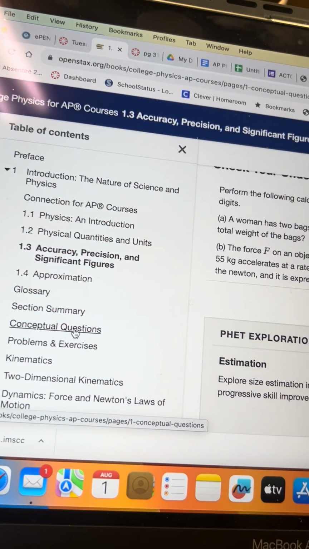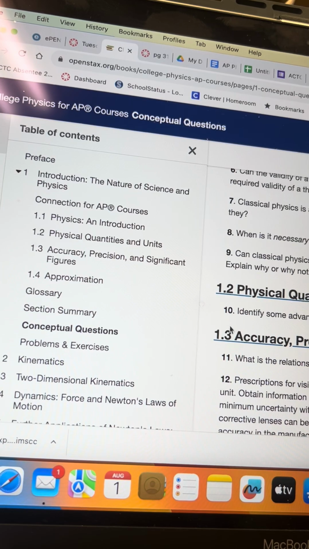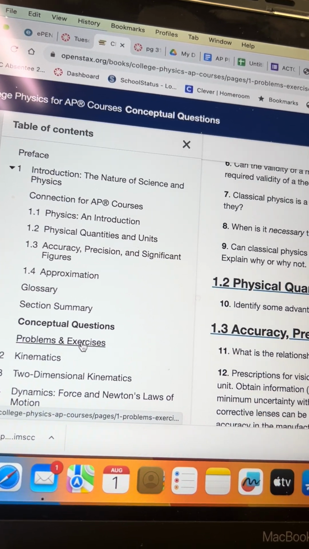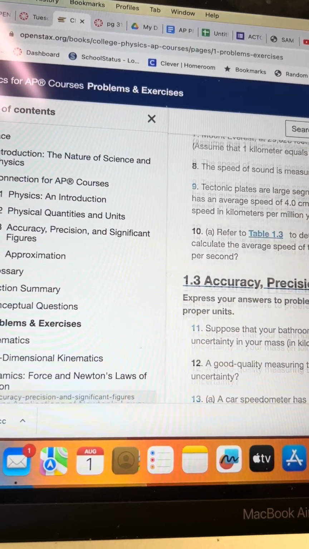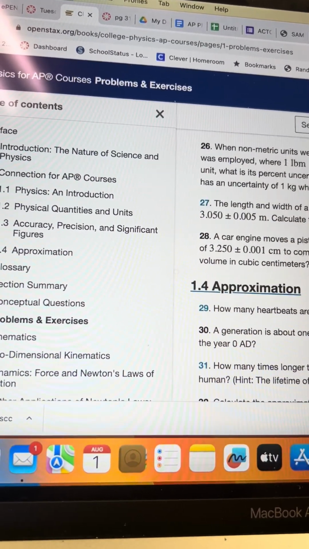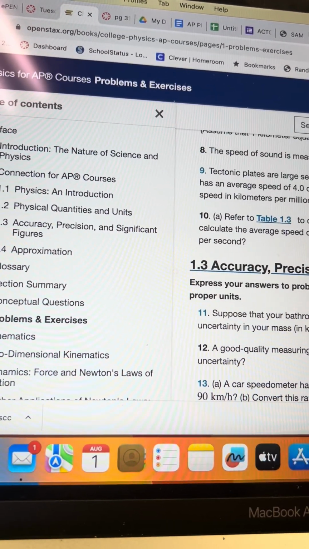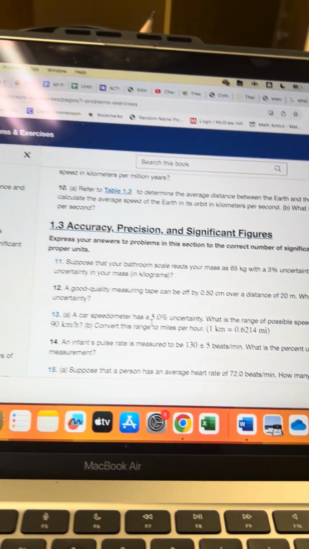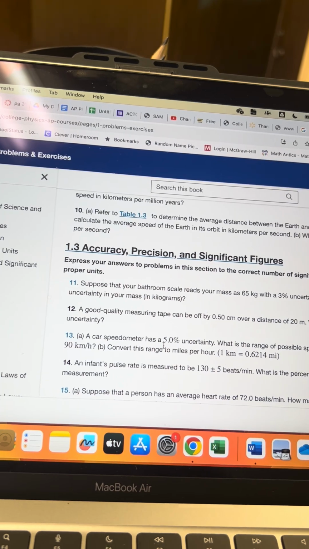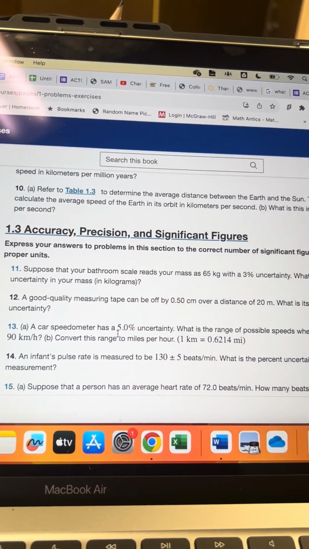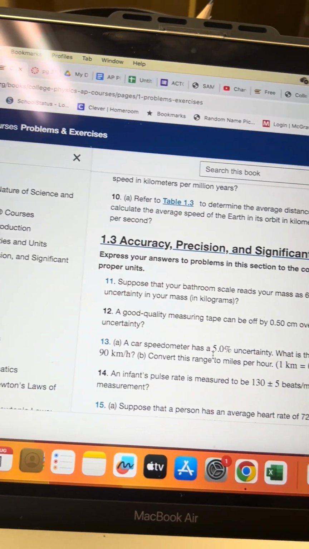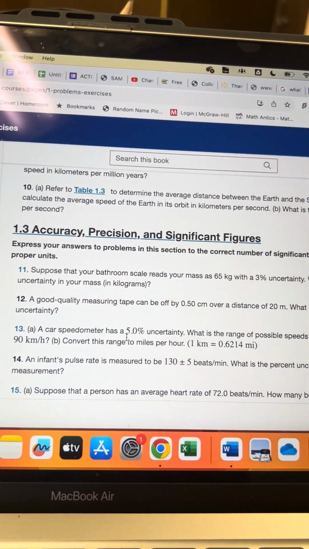You do have number 11 in conceptual questions here. It's actually about accuracy and uncertainty. And in problems and exercises, we start 1.3. We're going to try 11 through 28. And we did 11 and 12 in class. So you can look at 11 and 12. It says, suppose your bathroom scale reads your mass is 65 kilometers with 3% uncertainty. What is the uncertainty in your mass in kilograms?